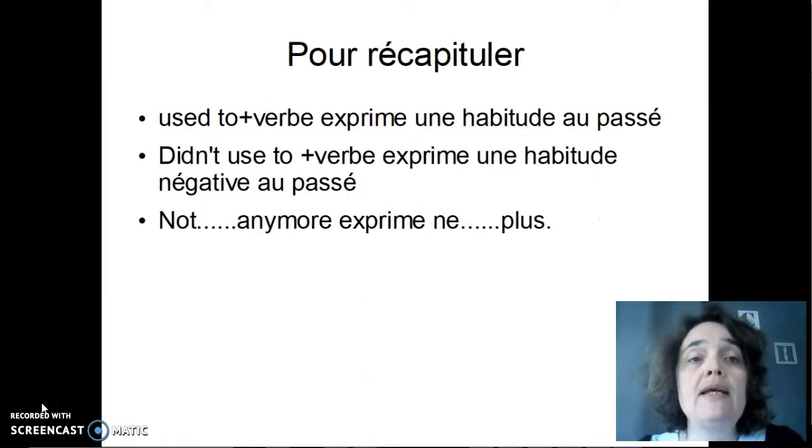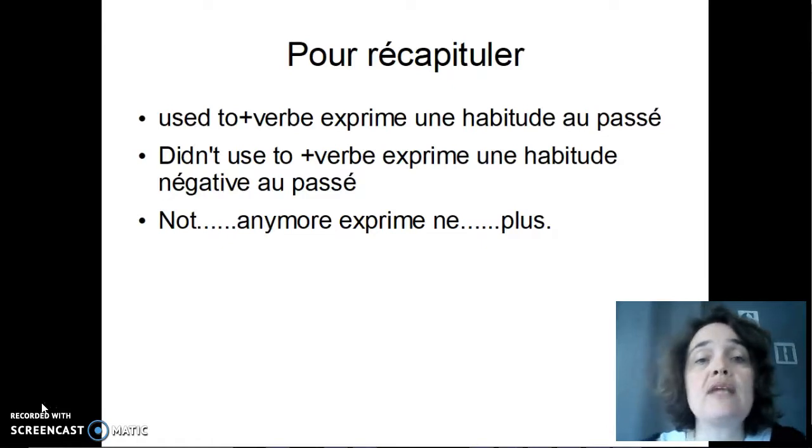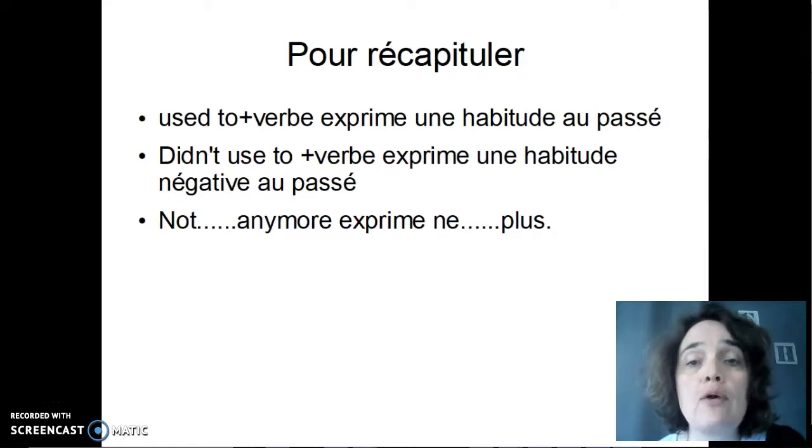Pour récapituler, used to plus un verbe exprime une habitude au passé. We used to have the francs in France. Didn't use to plus un verbe exprime une habitude négative au passé. We didn't use to travel in Europe. Not anymore exprime ne plus, not étant évidemment accolé au verbe.